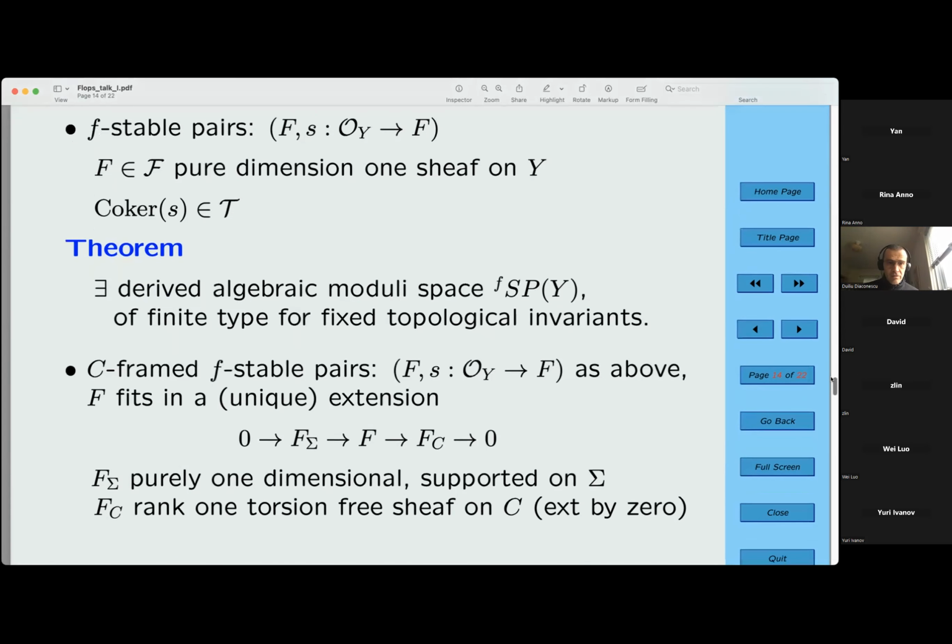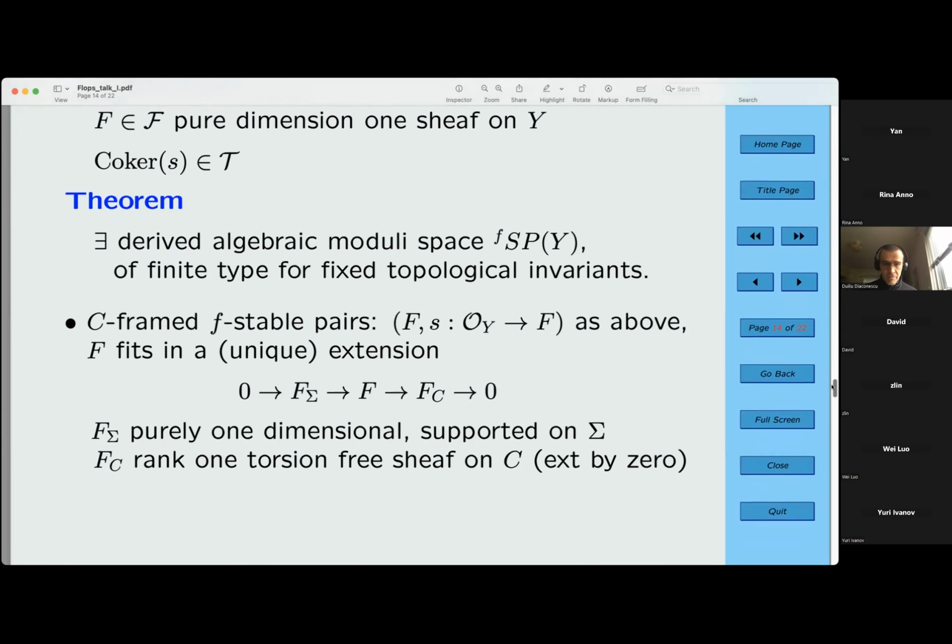And the first result we had to prove in this context is a constructive result: there exists a proper algebraic moduli space of such objects, which is also of finite type for fixed topological invariants. So this was the first foundational result we had to prove in order to substantiate all the following steps.